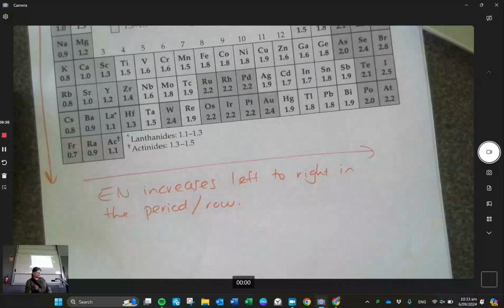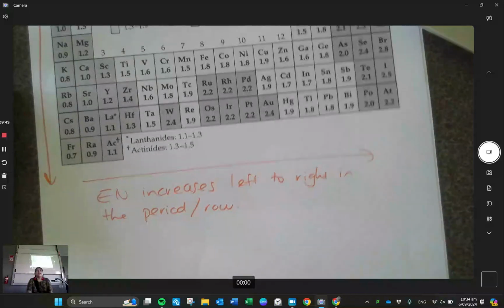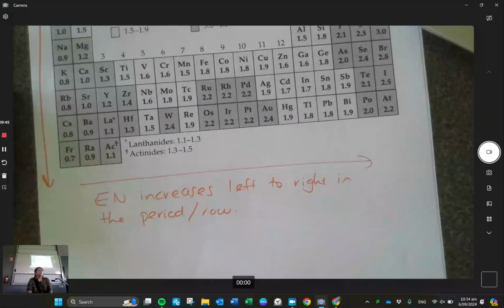Like I said, this one is going to get a little bit more complicated to understand, but that's okay. Something we have to keep in mind is that yes, we are adding more electrons. We are also adding more protons.